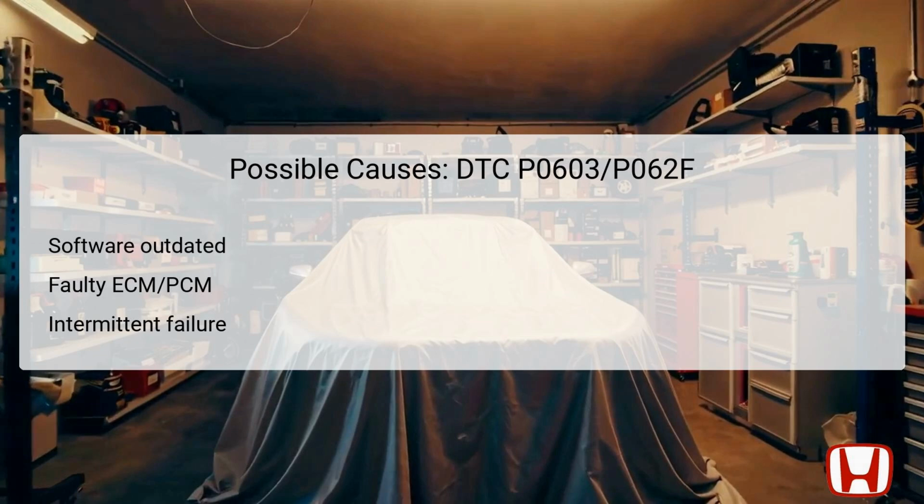Several factors can lead to the DTC P0603 and P062F errors. One possibility is that the software within the ECM or PCM is outdated, necessitating an update to restore proper functionality. A faulty ECM or PCM itself may be the root cause, where hardware failure could prevent the KAM from functioning as intended. Lastly, an intermittent failure can occur, suggesting that although the system may operate correctly at times, it may fail to register data accurately at others.